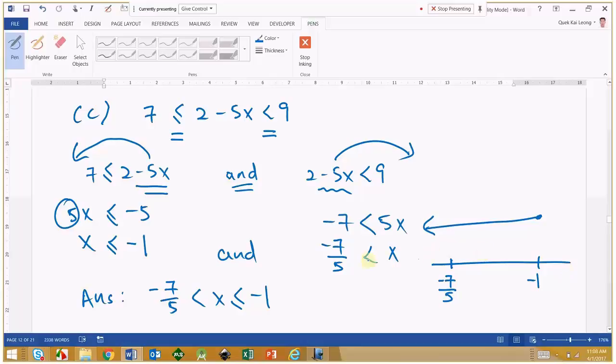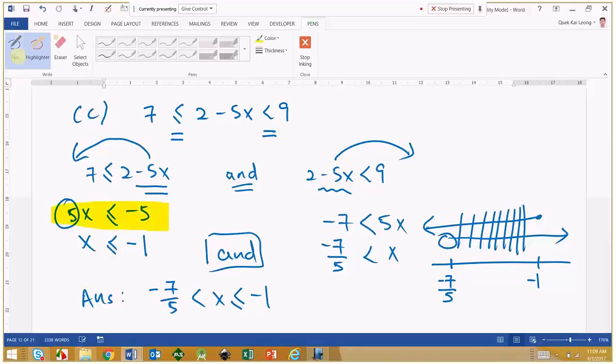Okay, so x is greater than -7/5, greater, and there's no equal sign, so I put a hollow circle. Greater is this direction. And because it's an AND condition, I'm finding the condition that satisfies both of them, which is the intersection. I think this is a clearer working. So your x must be between -7/5 to -1, which is the answer. There's an equal sign because this is a solid circle, and this is a solid circle because of this inequality having an equal.